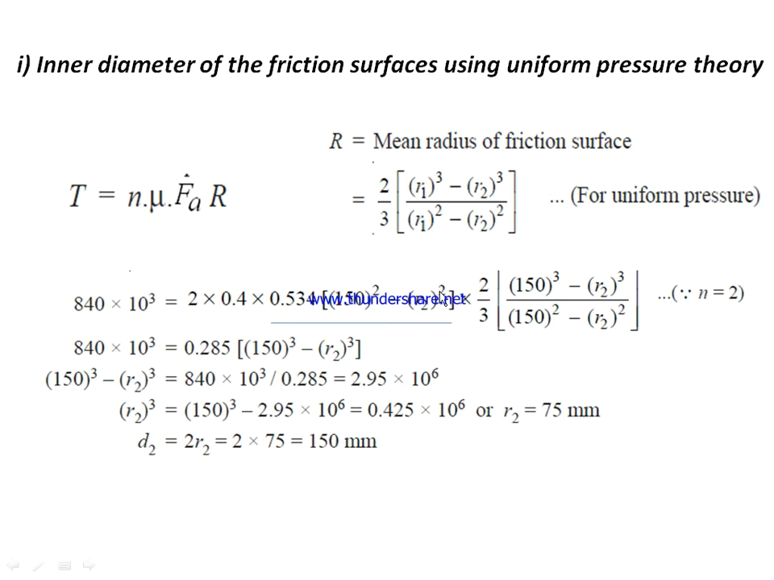Now we also know that for the uniform pressure theory, torque transmitting capacity is given by N into mu into F into R. Torque we have already determined, substitute that. N is 2, as there are two surfaces, that means one pair, into coefficient of friction 0.4. Fa we have already calculated, substitute that. The mean radius is also calculated, substitute that. And after simplifying, we get D2 as 150 millimeter. That is, the inner diameter of the friction surface is 150 millimeter based on uniform pressure theory. Remember here, the value of N is used as 2, meaning both sides of the plate or disc are active. Hence, N equal to 2.